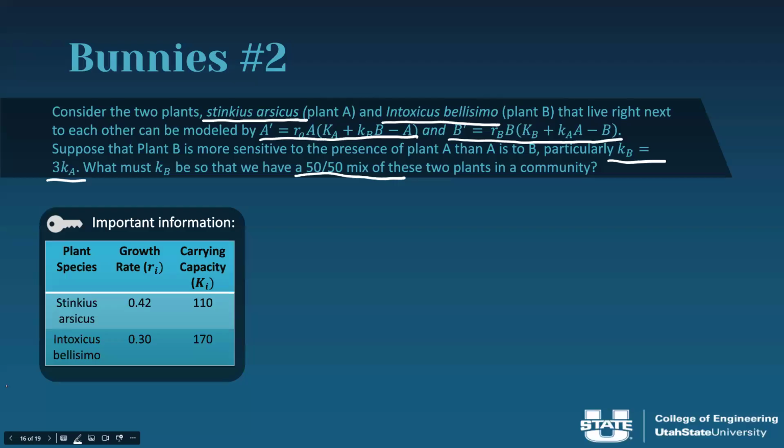So how do we numerically express that? A is equal to B. And then we also know that kappa B is equal to 3 kappa A. Then we have these two equations right here. We set them equal to 0. We will have 4 equations for 4 unknowns.